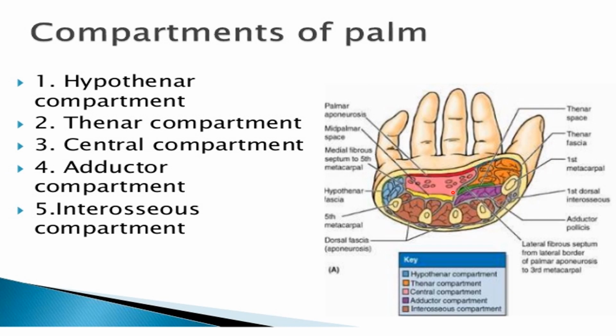The deepest plane of the palm is the adductor compartment that contains the adductor pollicis. Between the flexor tendons and the fascia covering the palmar muscles are two potential spaces. So this is the thenar space and this is the mid-palmar space. Okay, later you study it in detail.